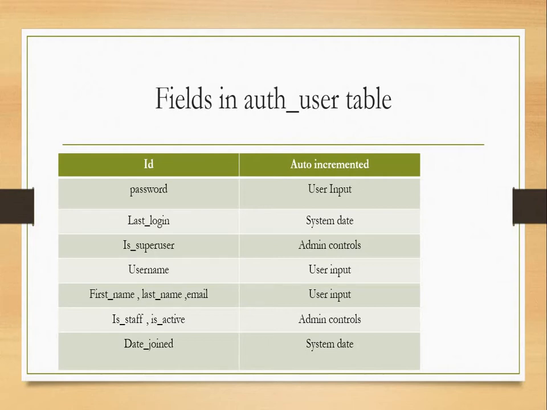So what are the inputs? What are we going to give? That is, username is to be inputted. That is user input: first name, last name, email, and password. These are the data which we are going to provide. Is staff and is active are admin controls that can be done through your admin page. Date joined is when the user is created, which comes with the system date. So at present we are least bothered about the remaining parts. We are bothered about password, username, first name, last name, and email. So these are the inputs you are going to take from a form.